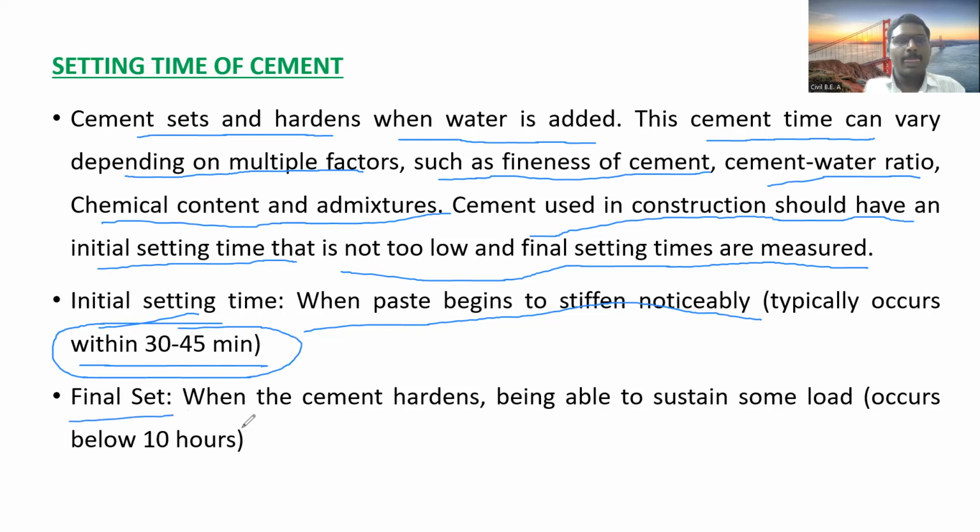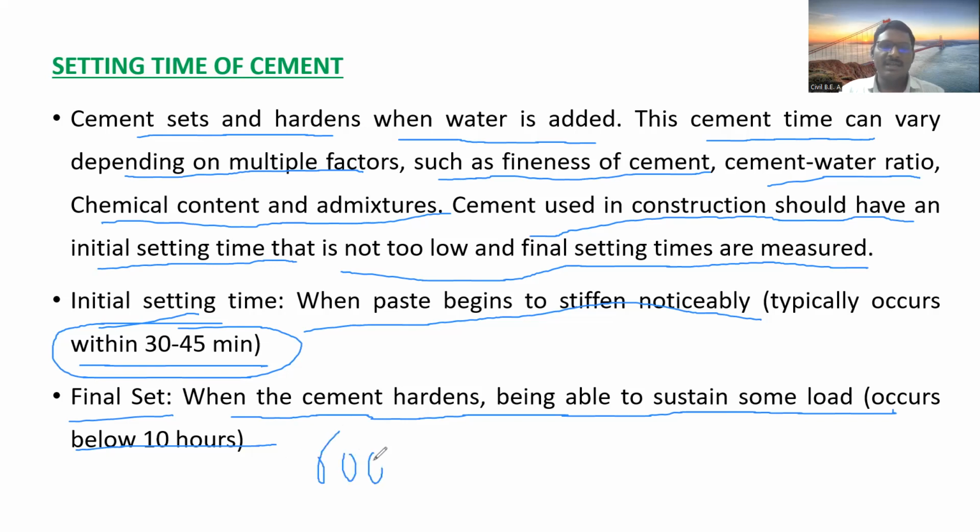Then final setting time means when the cement hardens and is able to sustain some load, and it should not be greater than 10 hours. So the final setting time should not be greater than 10 hours, which means 600 minutes, not more than 600 minutes. Okay, so this is related to initial and final setting time.